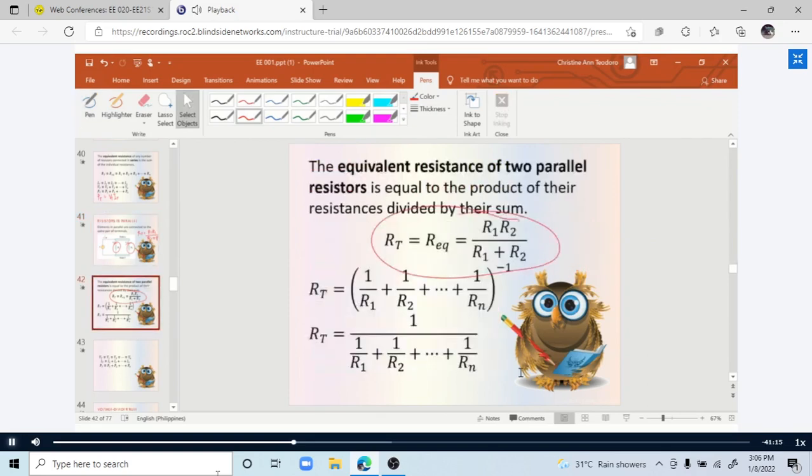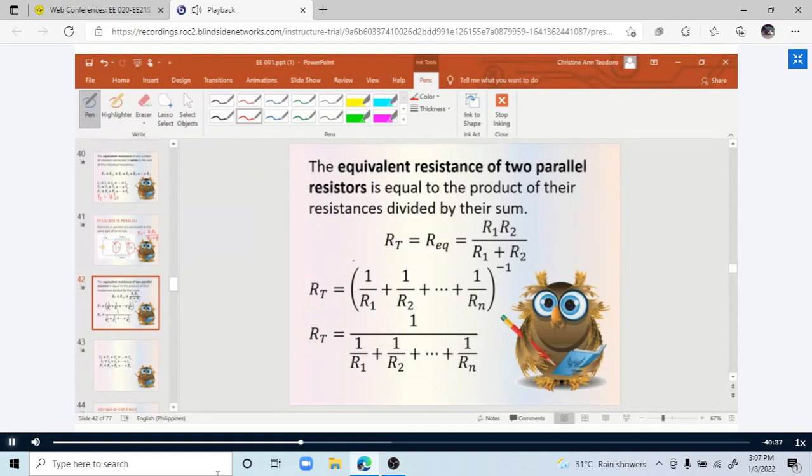Okay, next we also have this formula. R total, or the equivalent resistance of multiple resistors in parallel, either 2, 3, 4, 5, 6, and so on, for as long as they are in parallel, you can use this formula. RT is equal to the quantity of 1 over R1 plus 1 over R2 plus 1 over R3 plus 1 over R, and so on and so forth, raised to negative 1.